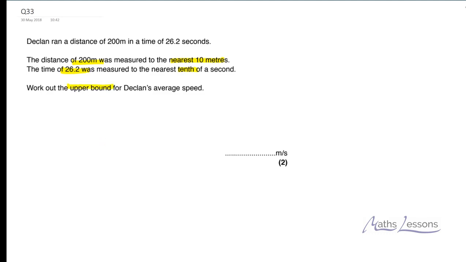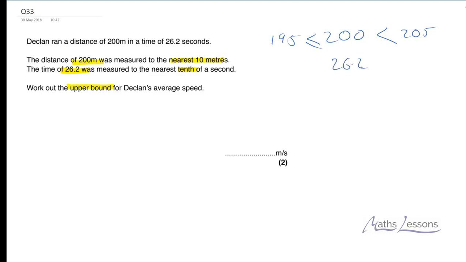So let's work out our boundary values for each of these. So the 200 metres, and this could be anything, if it's to the nearest 10 metres, between 205 metres and 195 metres. Sorry, wrong way round. Let's just rub that out and make that correct, because actually it's not less than or equal to 205, it's less than 205, because 205 you round up.